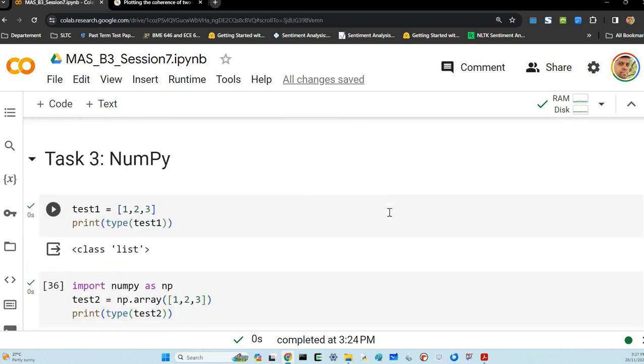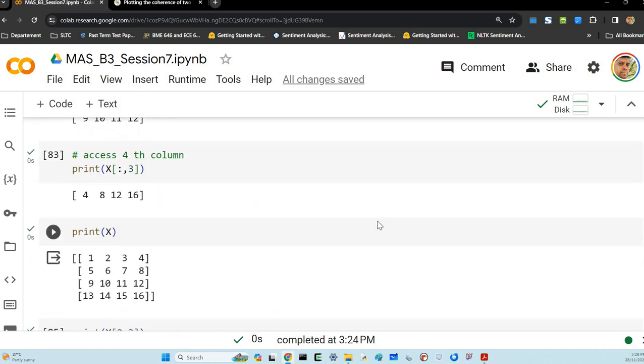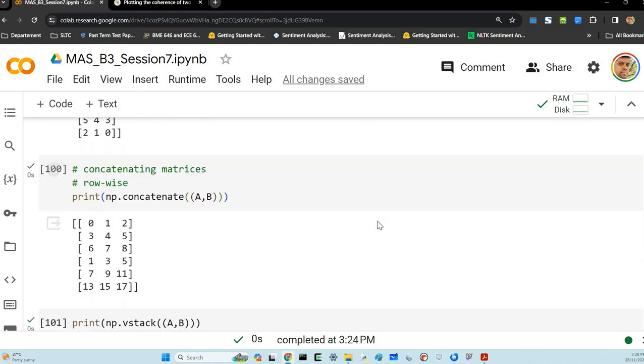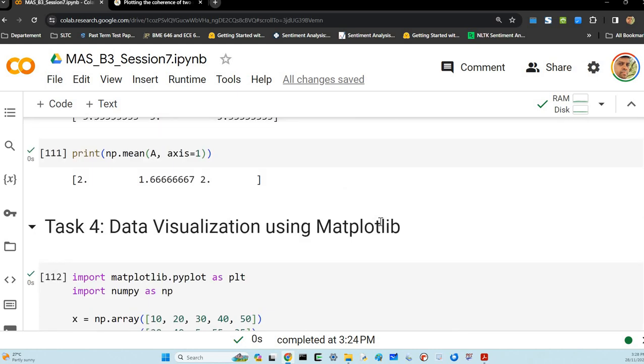As the third task, we started looking at the libraries. So we have completed 2 libraries today. NumPy is for numerical computing. We looked at how to create vectors and matrices and how to manipulate them. That part we did. And the final part for today, we looked at the visualization using Matplotlib, which is again the basis for visualization.